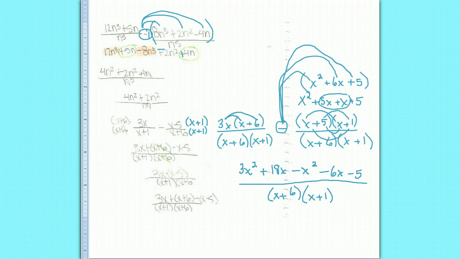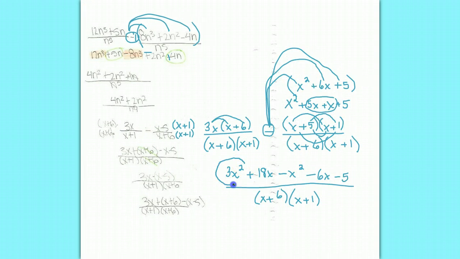Now you just want to combine like terms. Okay, so we have 3x squared and minus 1x squared. So that will give us 2x squared. Then positive 18x minus 6x would be positive 12x, and then minus 5 at the end. And then you can just check those terms to see if it would factor.